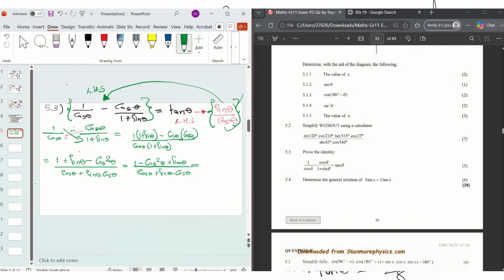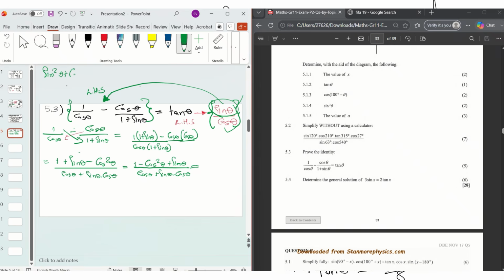Remember what I said, guys, initially? I said that we must get sine in our numerator. So now, as you can see, we have 1 minus cos squared theta. What does this bring? Remember, we have this identity: sine squared theta plus cos squared theta is equal to 1. And then we have cos squared theta equals 1 minus sine squared theta. And then we also have sine squared theta is equal to 1 minus cos squared theta. So as you can see, we have that identity. We can replace 1 minus cos squared theta with what? Sine squared theta, isn't it? Okay. So we're going to replace this with sine squared theta.